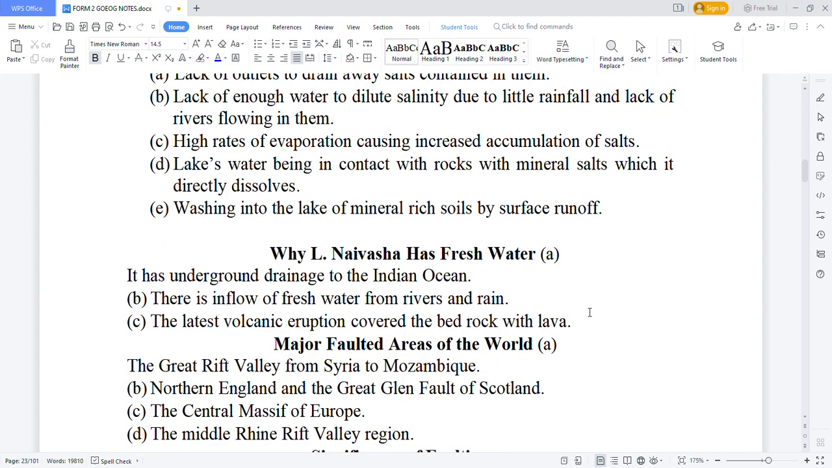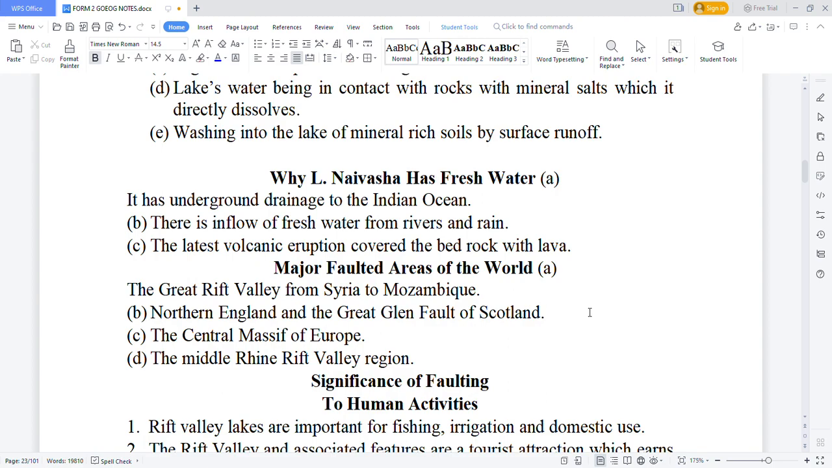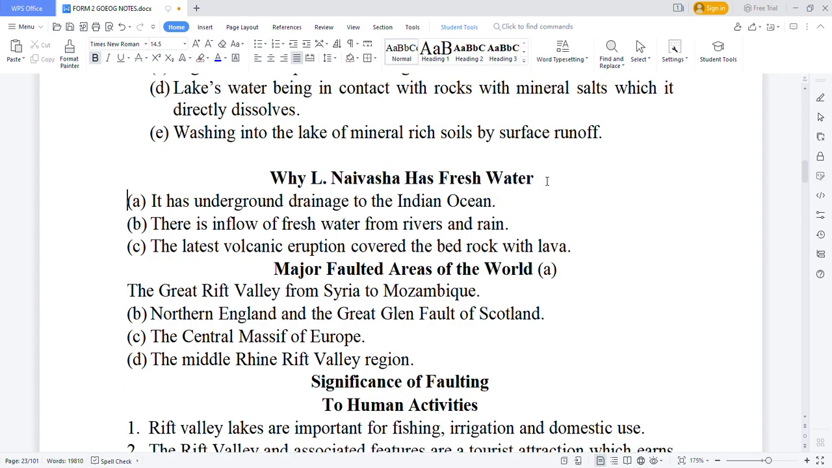Why does Lake Naivasha have fresh water? The first one, it has underground drainage to the Indian Ocean. Number 2, there is inflow of fresh water from rivers and rain.